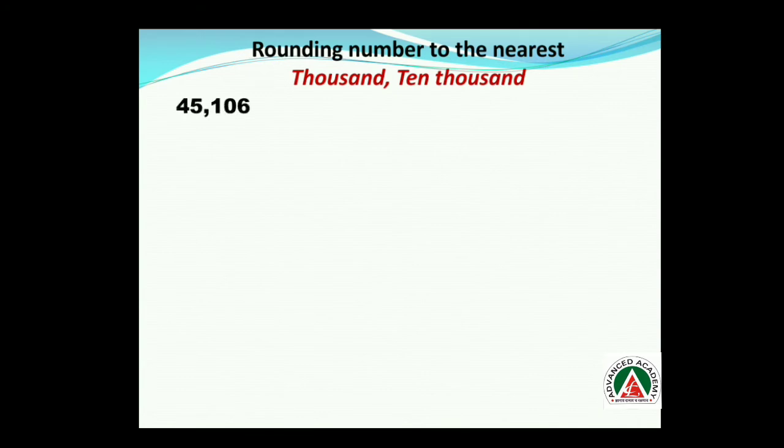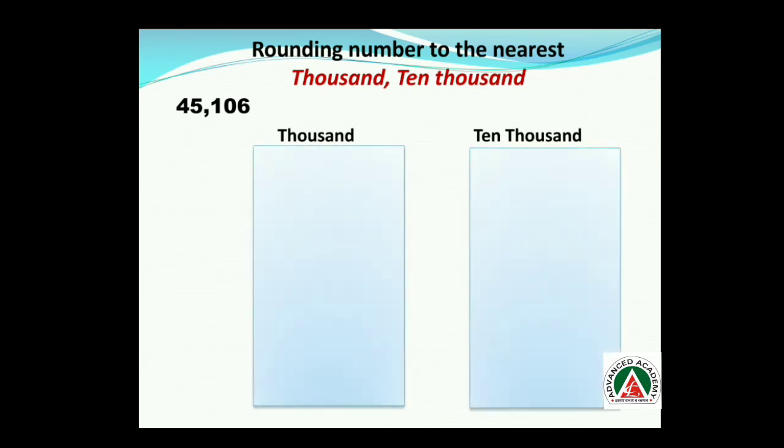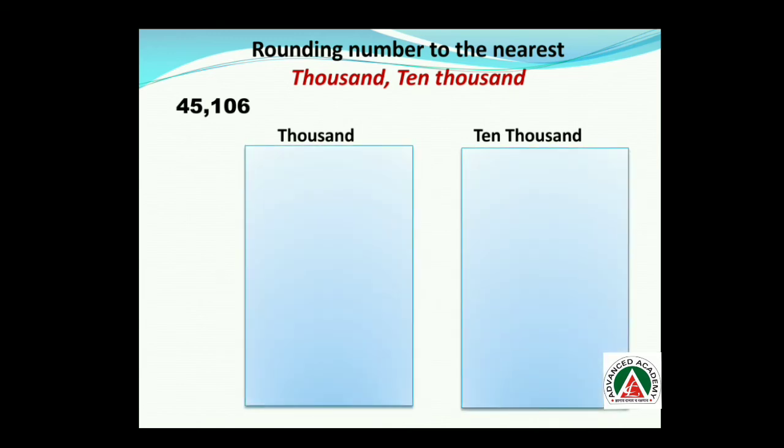Both numbers, both place values, we will take with one number only. Okay, 45,106. This number only we will round to the nearest thousand and the nearest 10,000. So please concentrate here, everyone. 1000 and 10,000, these are the two place values to which we have to round off this number. So for this, first we will do it with steps.